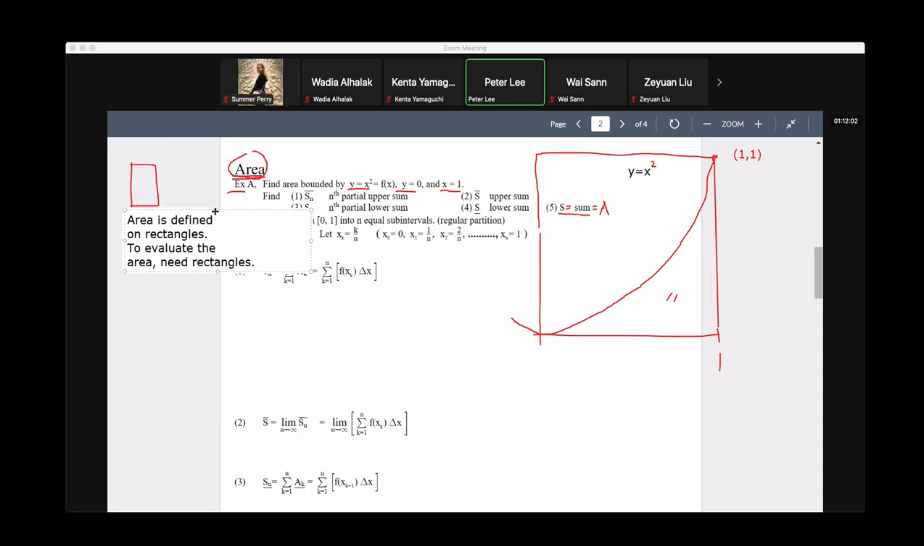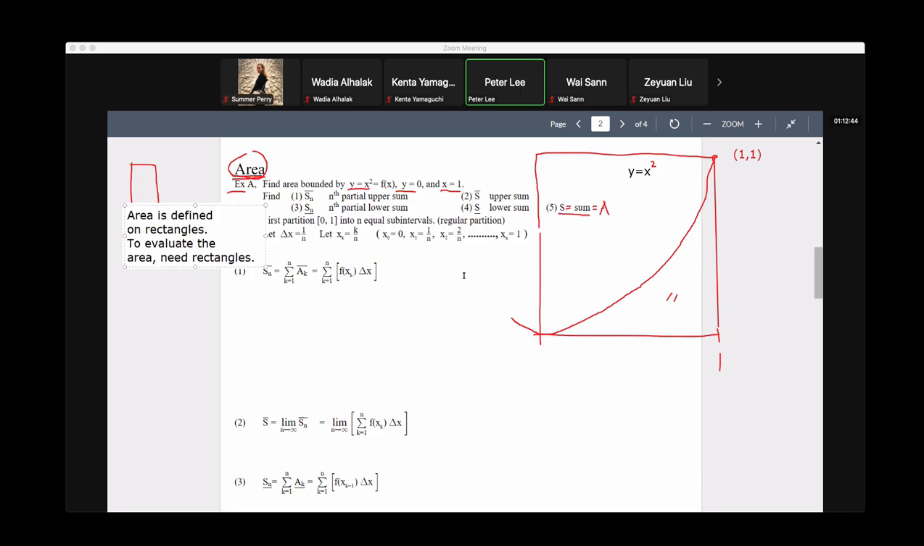So the question is, can you chop this area up into finitely many rectangles? When you chop it into rectangles, 1,000 rectangles, there is still error if you have curves around it. So we will use infinitely many rectangles in order to get this area. That's why the limit comes in. We need to chop this up into how many rectangles? Infinitely many rectangles.